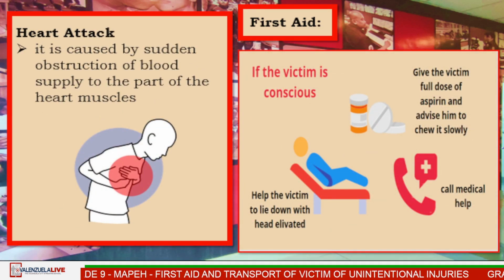Heart attack. It is caused by sudden obstruction of blood supply to the part of heart muscle. First aid technique: help a person sit or lie down with head elevated. Call for medical help. If the person is conscious, give him a full dose of aspirin and advise him to chew it slowly. If the victim is unconscious, perform CPR.